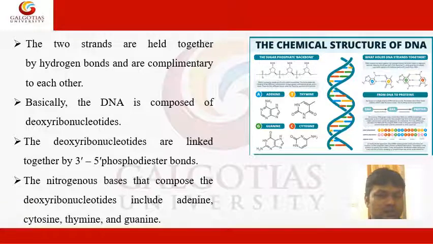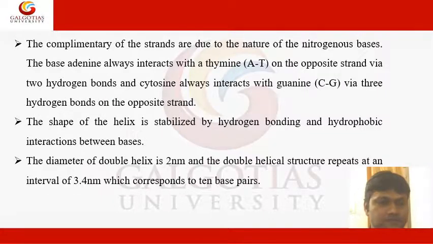Here is the structure in which you can see the two strands are held together by hydrogen bonds and are complementary to each other. Basically, the DNA is composed of deoxyribonucleotides. The deoxyribonucleotides are linked together by 3' to 5' phosphodiester bonds. The nitrogenous bases that compose the deoxyribonucleotides include adenine, cytosine, thymine, and guanine.